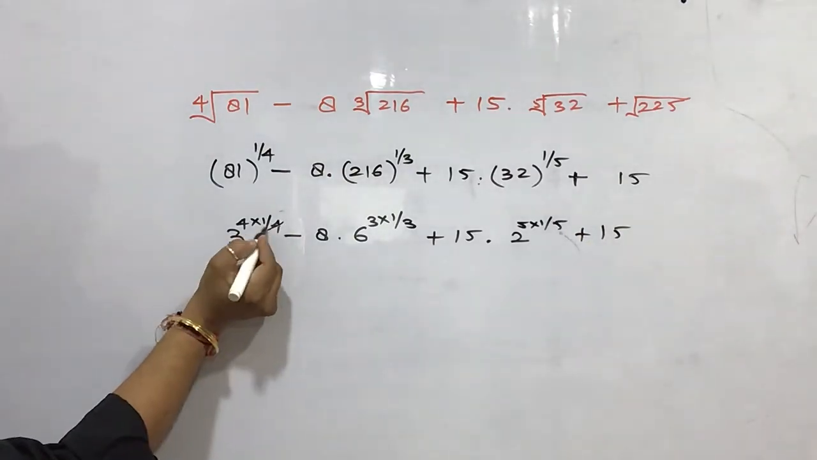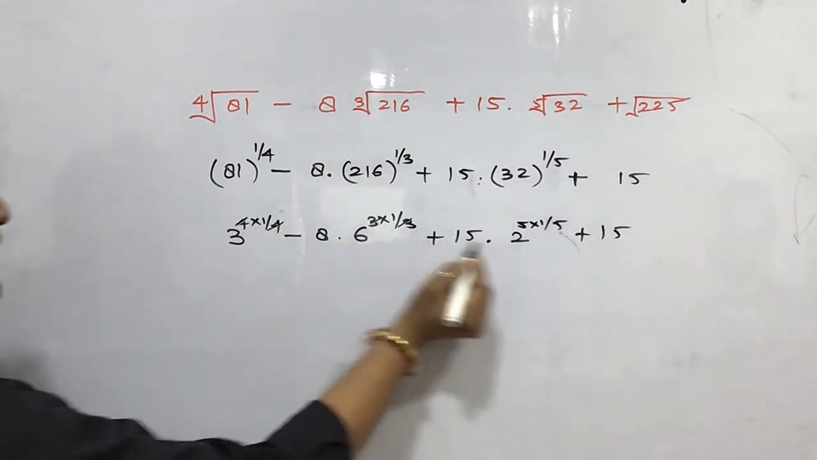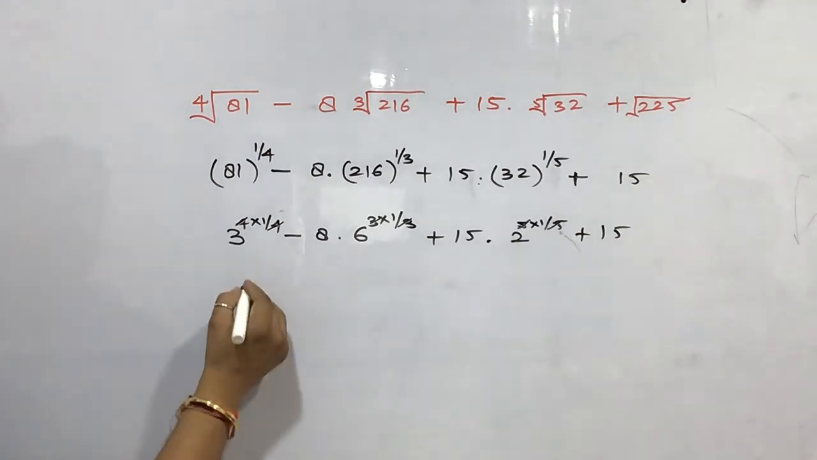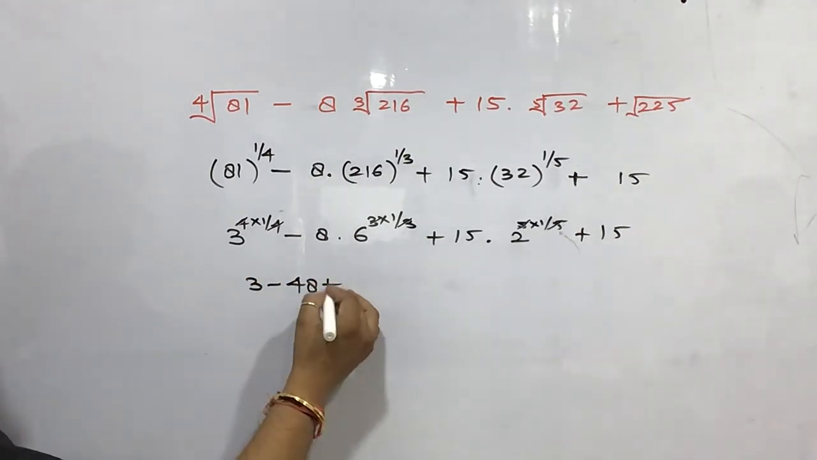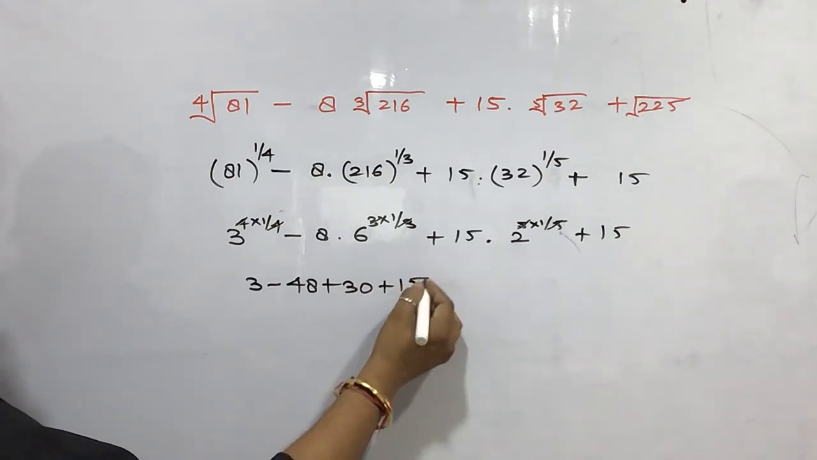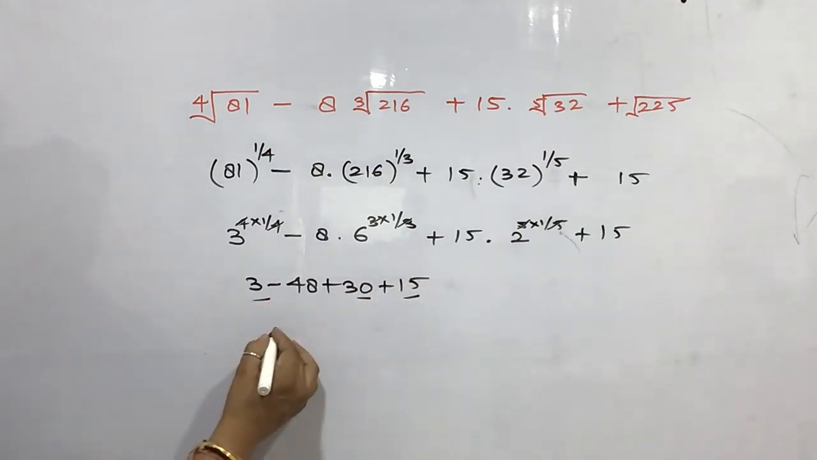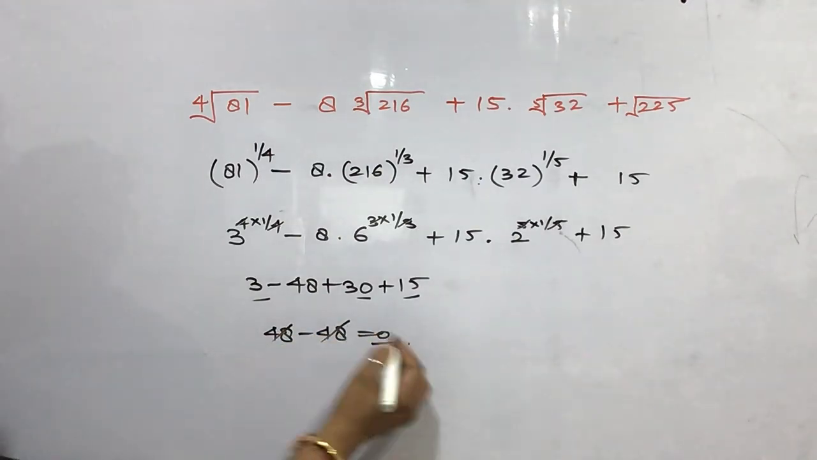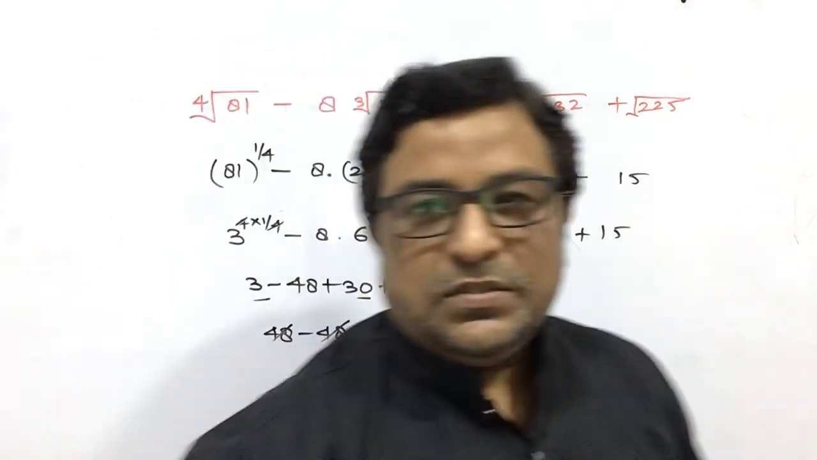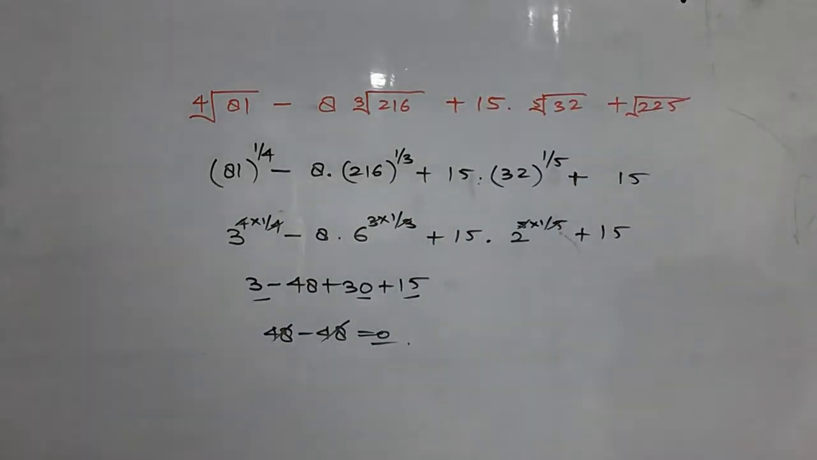So here we can cancel out this 4, this 3, this 5. This is 3, 8 times 6 is 48, 15 times 2 is 30, plus 225. It will become 48 minus 48, and what is the result? 0. So please try to solve questions in such a manner. Thank you so much.